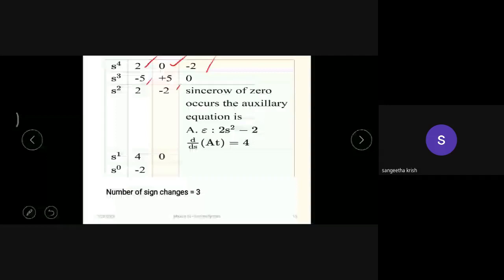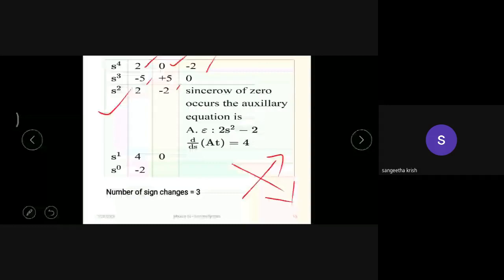We can construct the RH table for the s^2 row: multiply this way and multiply this way, subtract, and divide by minus 5. I am getting 2 and minus 2. So once again, if I put 0 in the s^1 row, if all the elements in a row are 0, then we cannot proceed further to the next rows. For that we should always go for the auxiliary equation to construct the next row values.